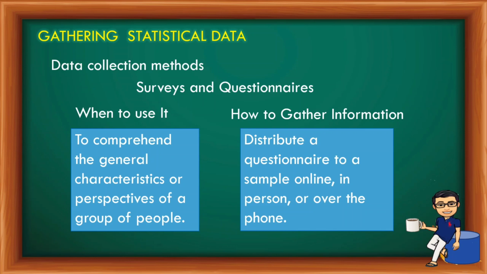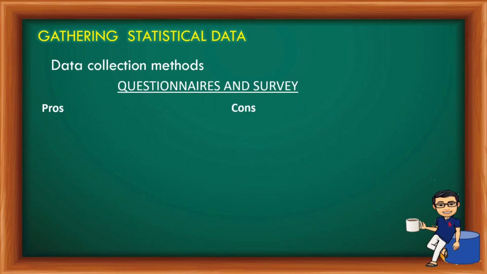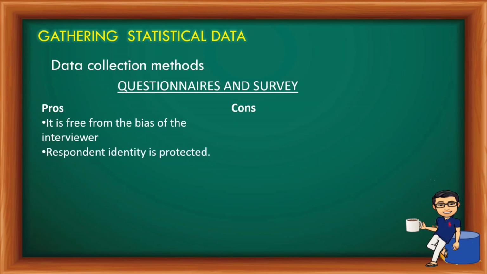So ano naman yung pros and cons ng questionnaires and survey? So it is free from the bias of the interviewer. Kasi nga, yung respondent lang ang magsasagot. Then respondent identity is protected. May nakalagay usually kapag nagbibigay ka ng survey form na yung privacy ng respondent is protected. Then respondents have adequate time to give responses. Hindi ka mamamadali kasi nga nasa iyo yung copy ng questionnaires. So anytime na gusto mong magsagot, you can do so.